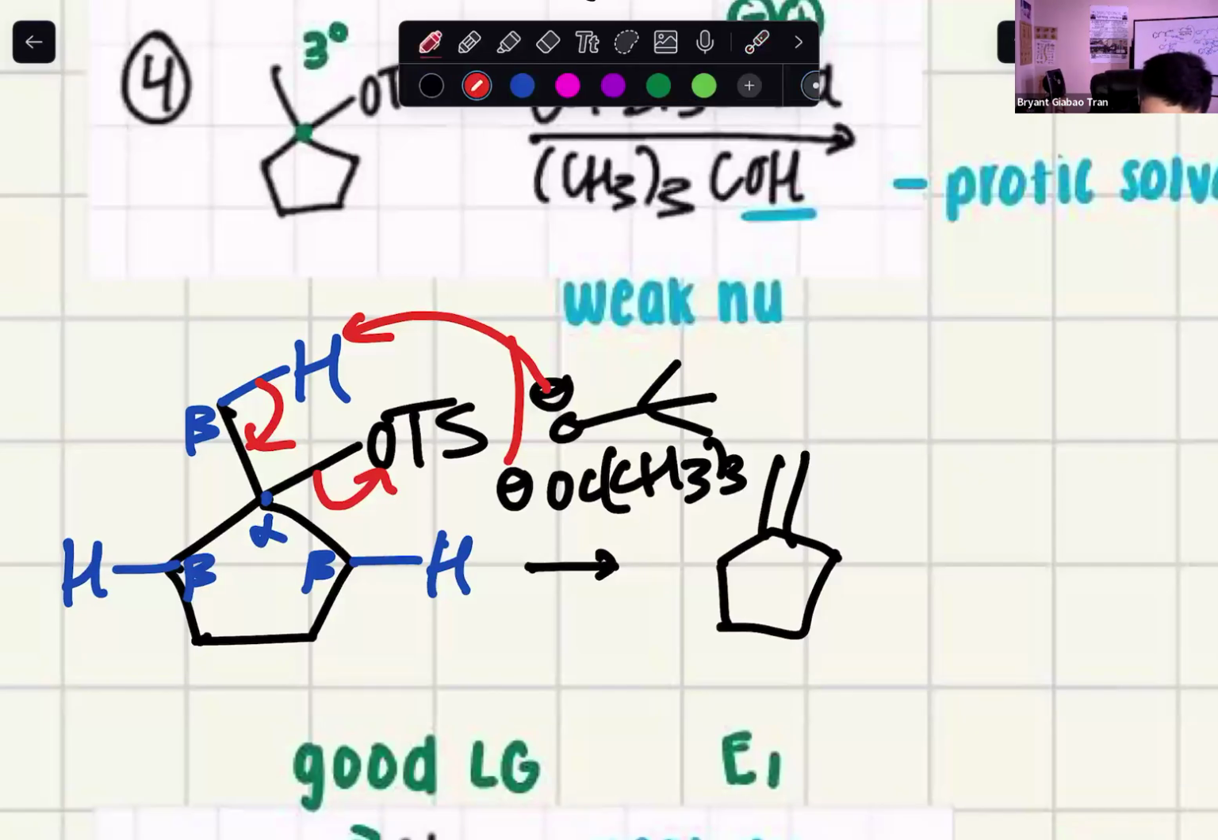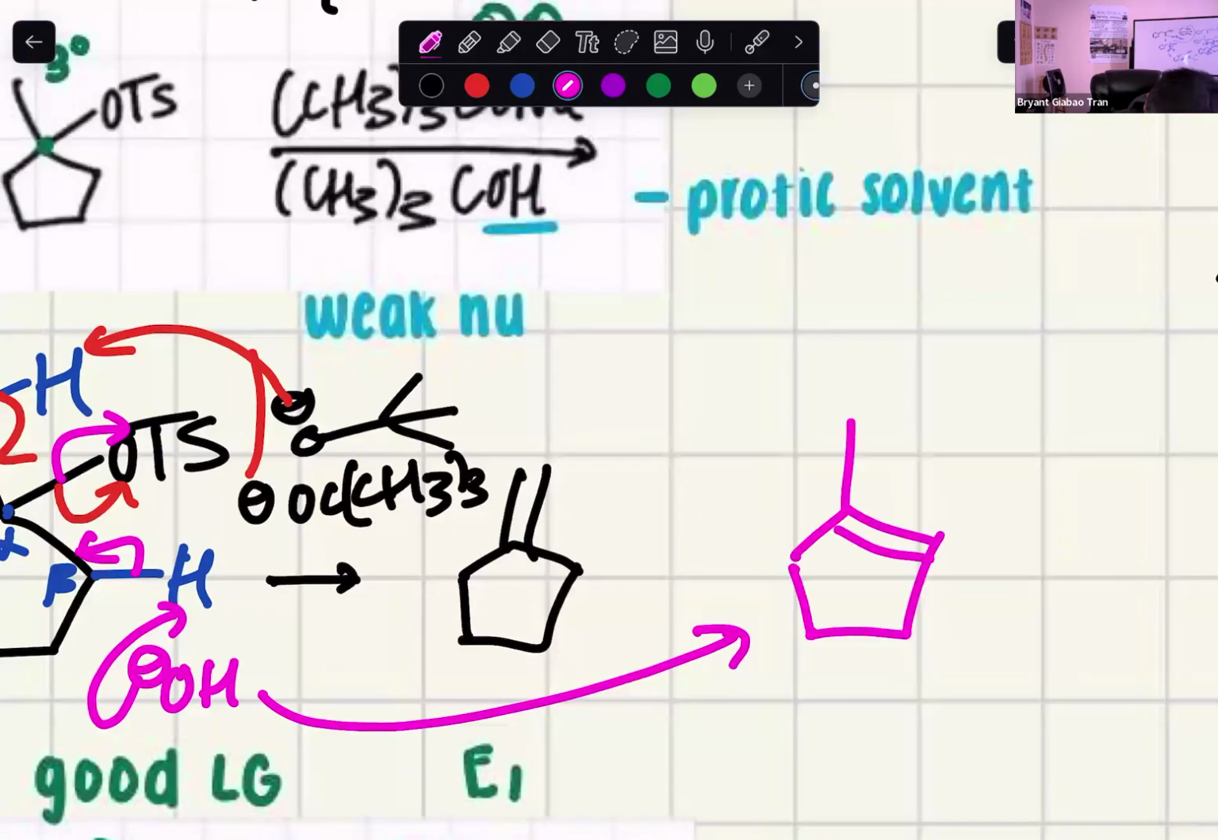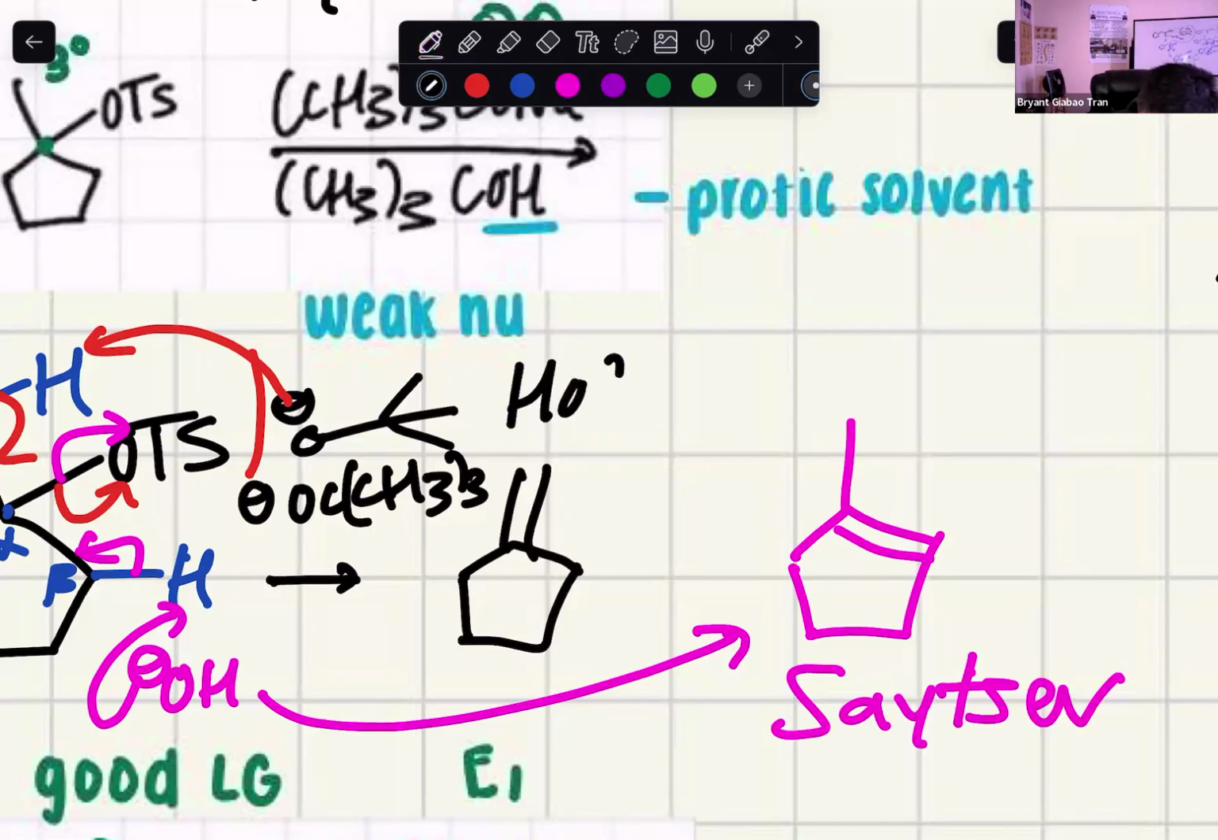Right. But if you use a small base like NaOH, OH minus, that's going to go for the Zaitsev E2, grab the most substituted H, make a double bond, kick out the leaving group, and give us this alkene here, like that. This is the Zaitsev product using a small base. This is the Hofmann product using a bulky base.